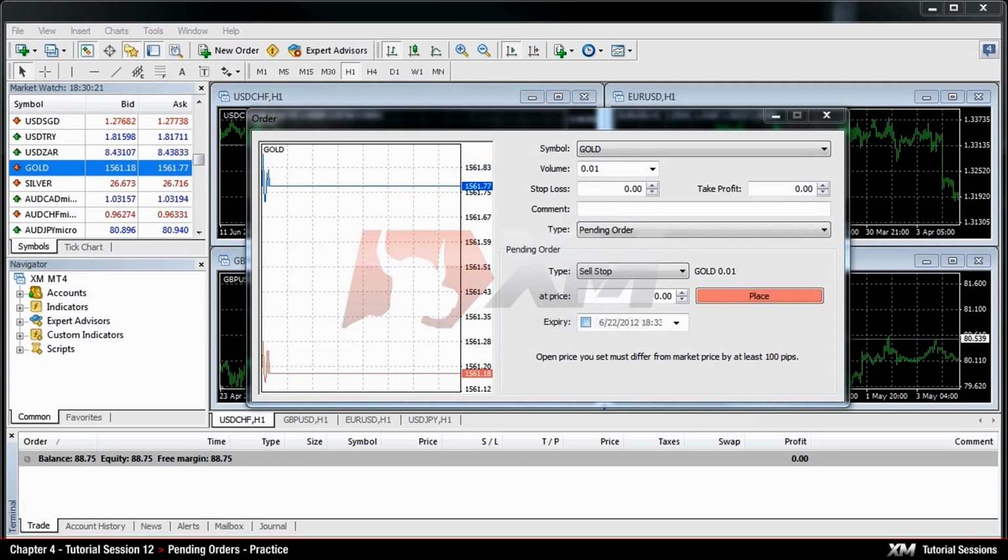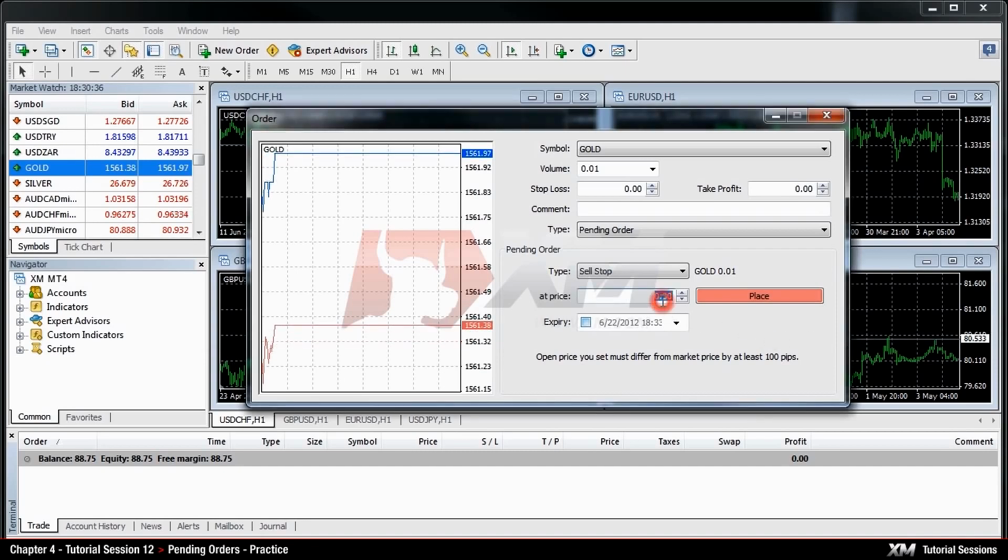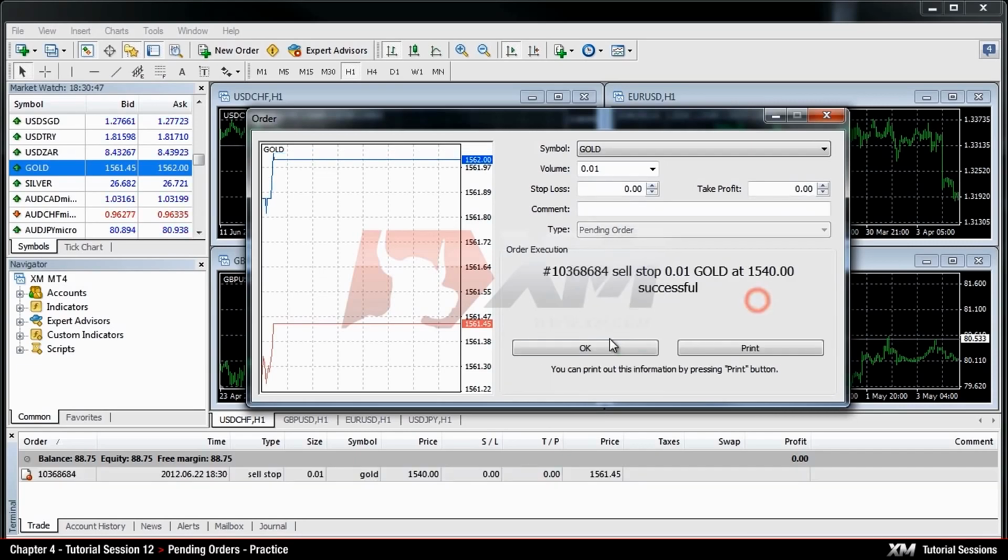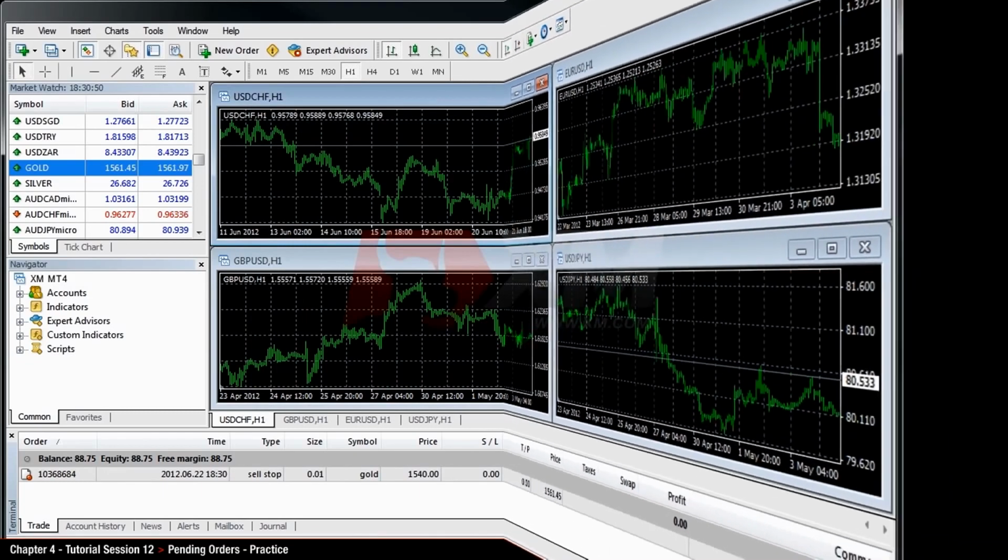The fourth pending order type is Sell Stop. For this order type, you need to place the price lower than the bid price now. In our example, the future bid price for gold must be set to at least 100 pips lower than the bid price now. So we will set the price around 150 pips lower than the bid price now. To make a profit on this type of order, the closing ask price should be lower than the opening future bid price. Thank you for watching.